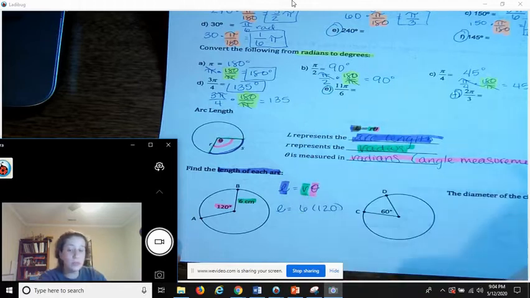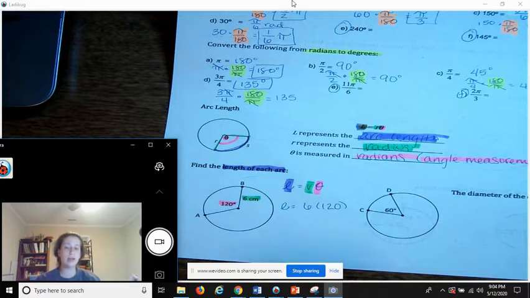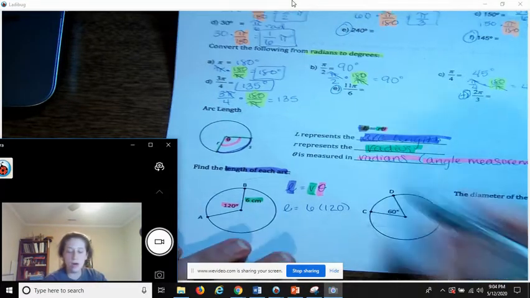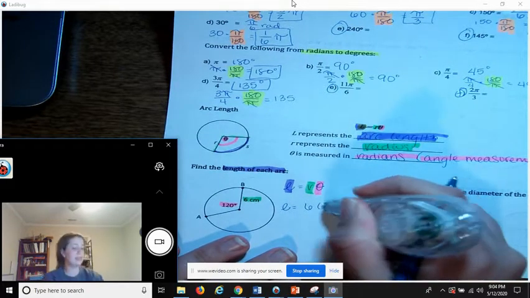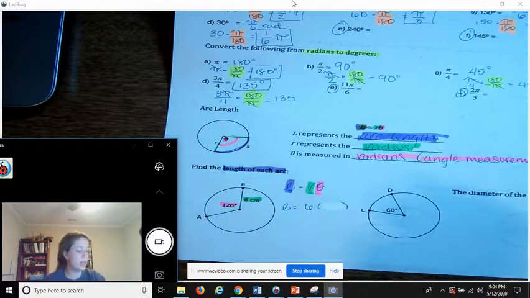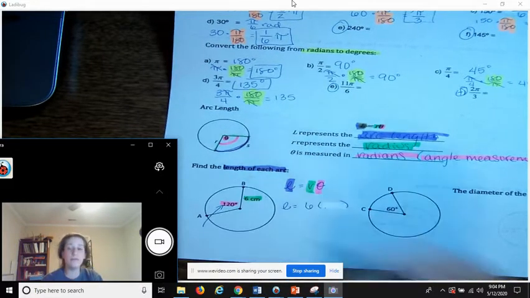But this 120 we can't put in. Everything's going to match because I'm going to repost the solutions. My solutions are done incorrectly. We have to have radians in order to be able to put something in here. So we need to take this pink piece and convert it to radians.